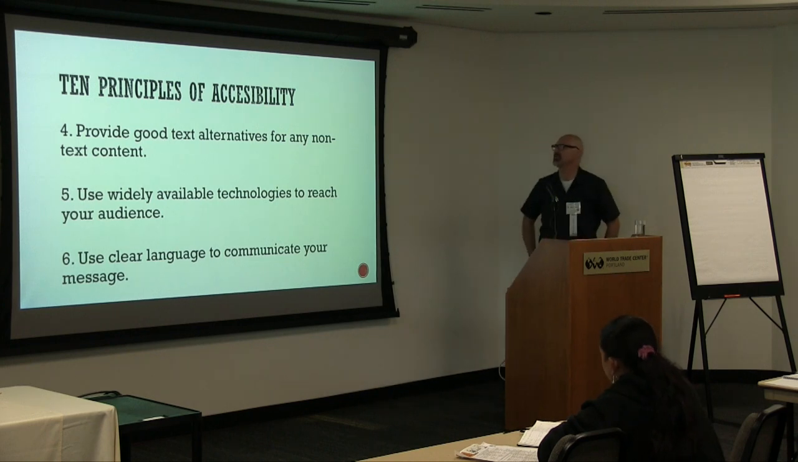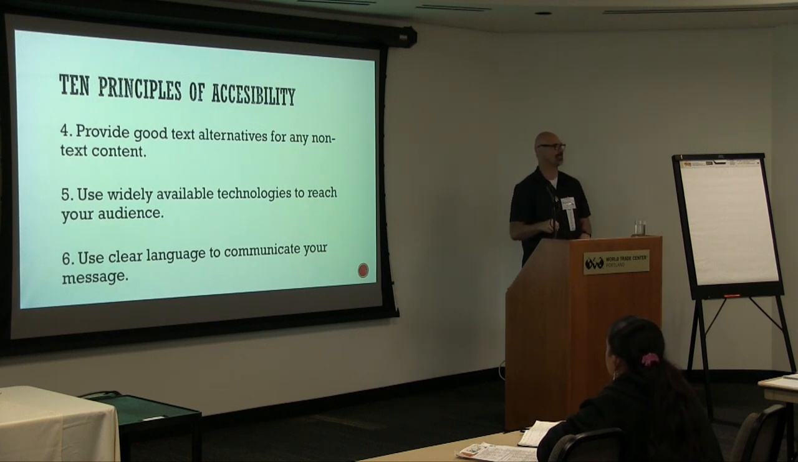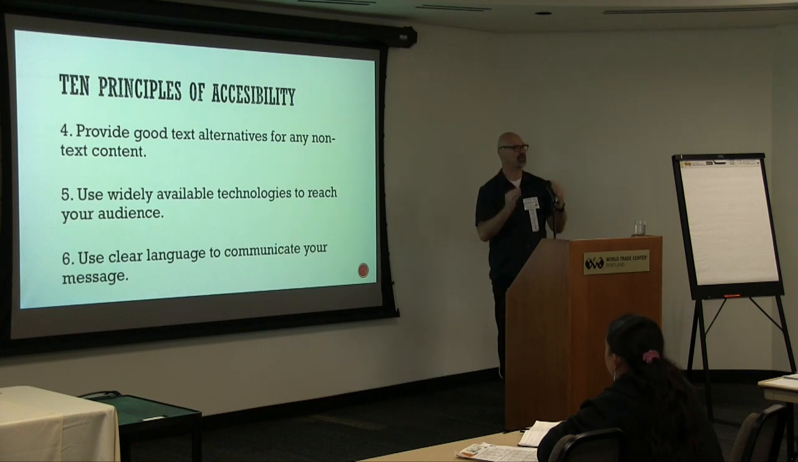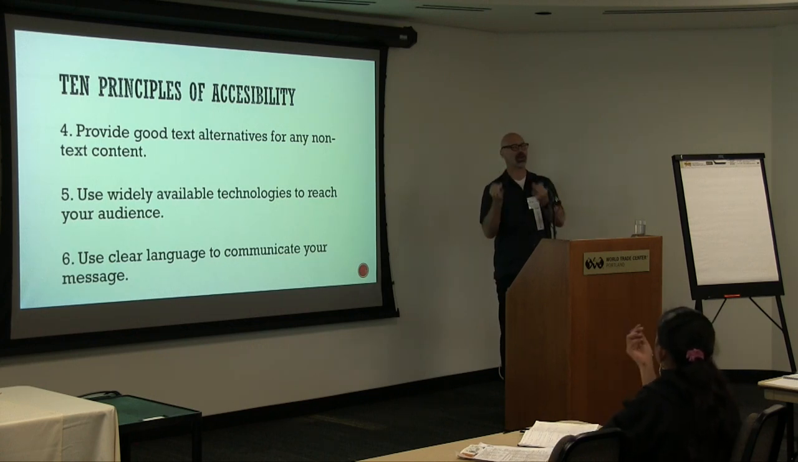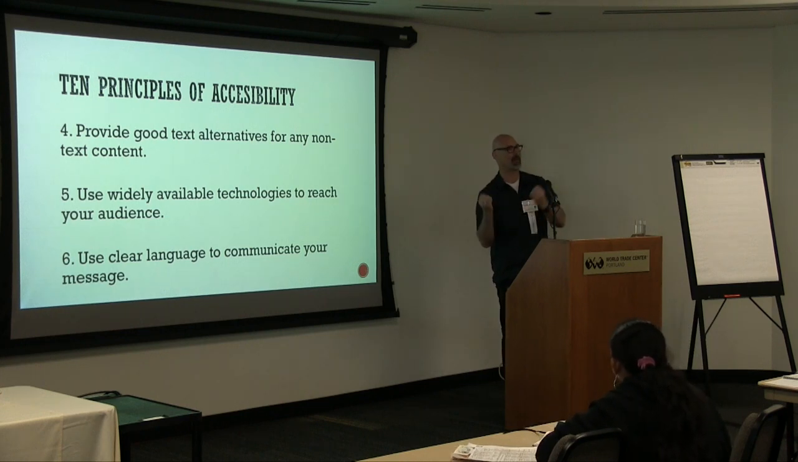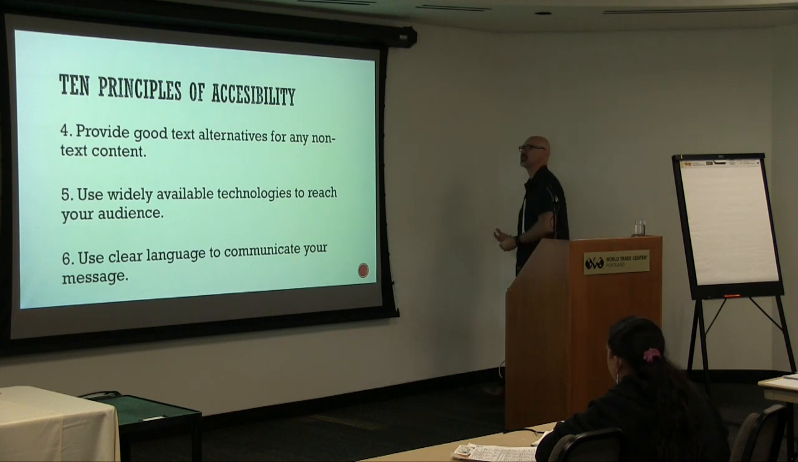Provide good text alternatives for any non-text content. Pictures, please. Seriously, if you've got your computer open, take a web page, for example, and just turn off images. What do you see? Probably a big question mark in most sites. If you're lucky, you've got a site who actually put some alt text in there. And if you're really lucky, you found somebody who understands accessibility and has put alt text in that actually describes what the picture really is. But that's very rare.